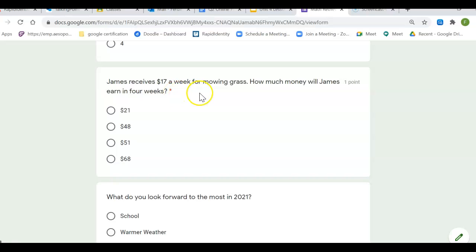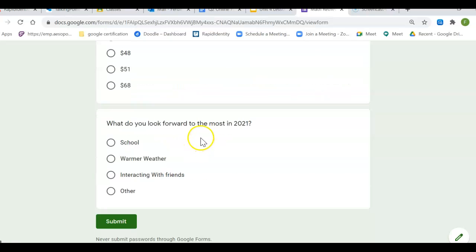James receives $17 a week for mowing grass. How much money would James earn in 4 weeks? Same thing, solve it in your notebook and then choose the correct answer. What do you look forward to the most in 2021? Choose the correct answer. And when you finish, make sure to submit your answer.